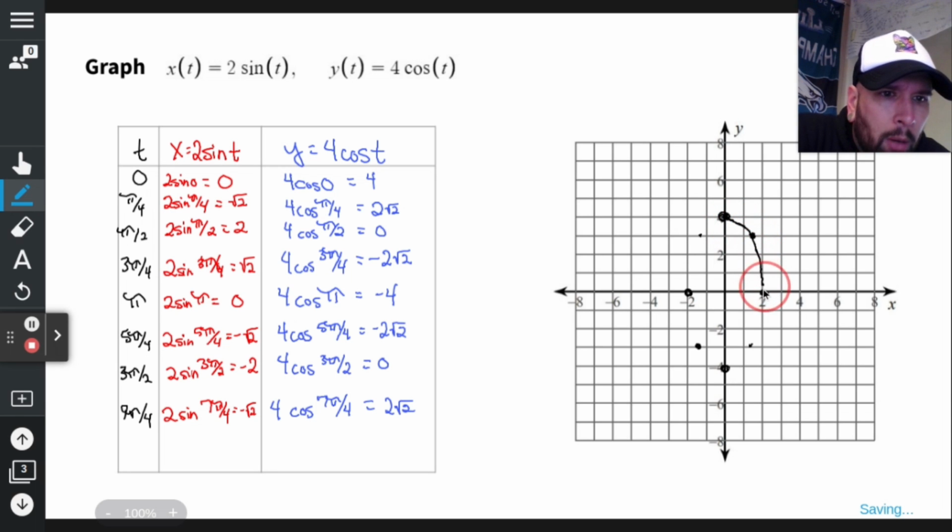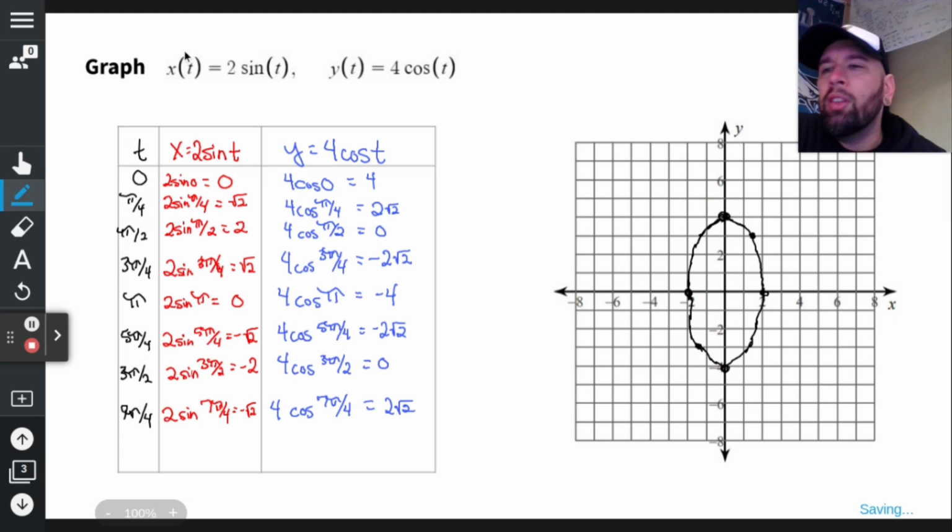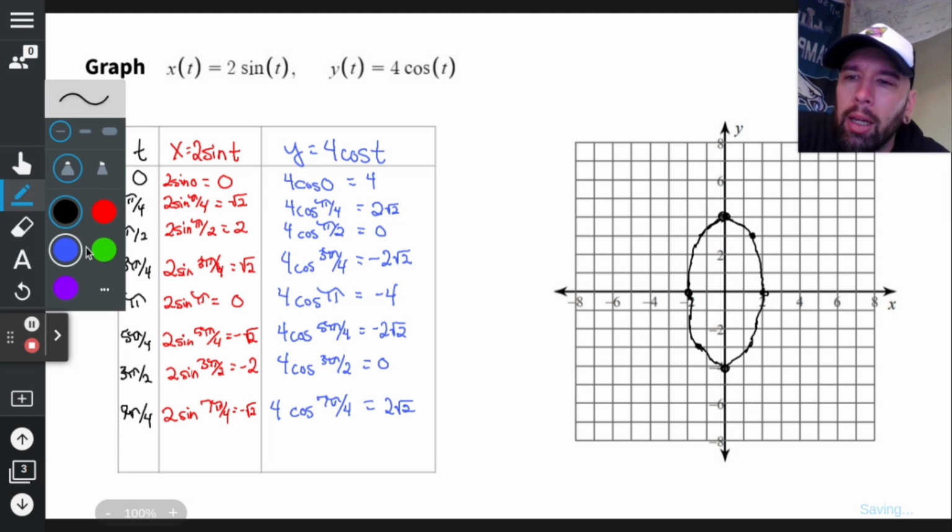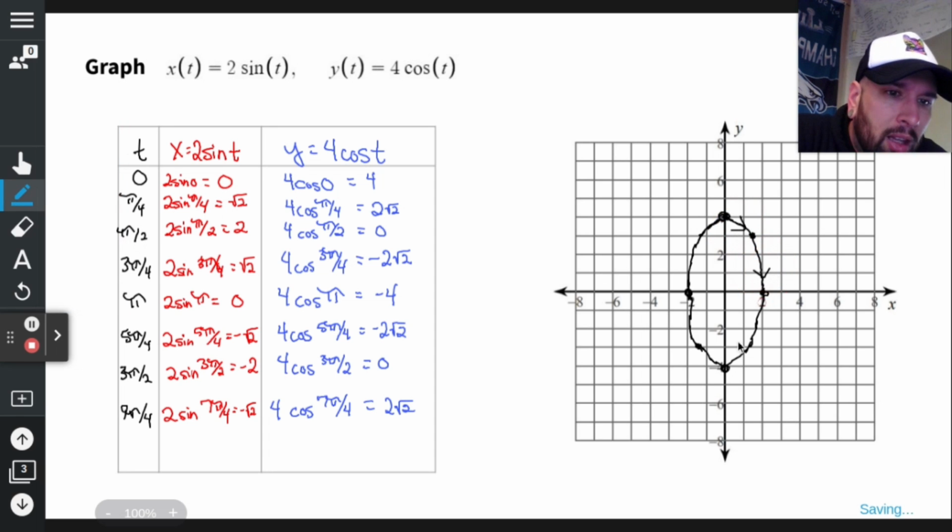Now, in parametric equations, when you have an equation where one of them is sine and the other one is cosine, and the coefficients in front of your sine and cosine are different, that's the ellipse. If they were the same, you would have a circle. If one of these was negative, you would have a hyperbola. But that's not what we have here. By the way, I started here. I went in this direction clockwise just because of which one was sine and which one was cosine.